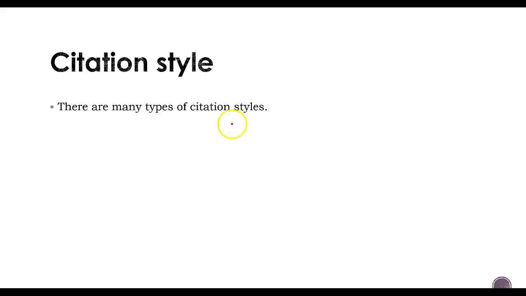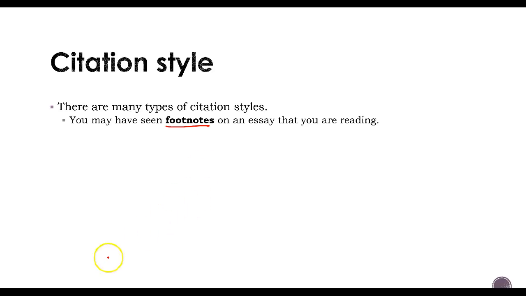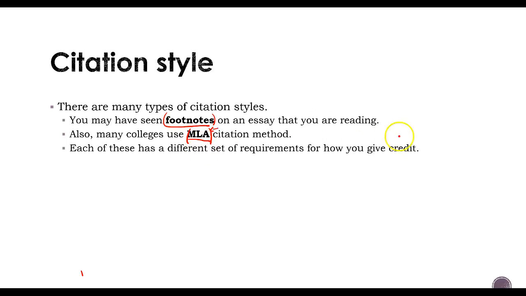So there are many types of citation styles. You may have seen footnotes in some books that you've read before that have a note on the bottom of the page, and as you're reading, you see a 1 and you flip down to the bottom and you find out what that 1 has to talk about. So you might see footnotes in some books. Also, a lot of other colleges use MLA citation style, and a lot of high schools use MLA citation style as well. So you might be familiar with this citation method. It's very similar to APA. There are just some slight differences. So if you're familiar with APA, you have a good leg up on citation style. Each of these is basically a different way of giving credit to your sources.